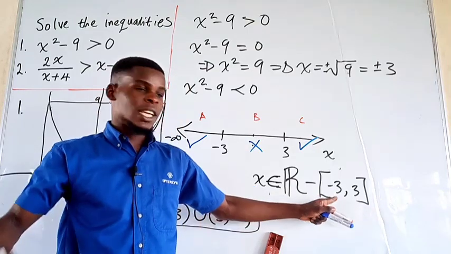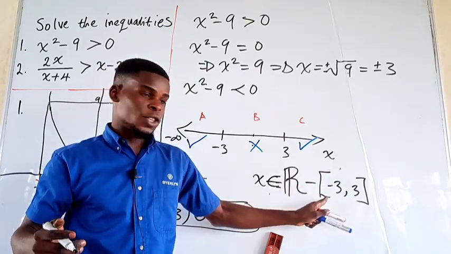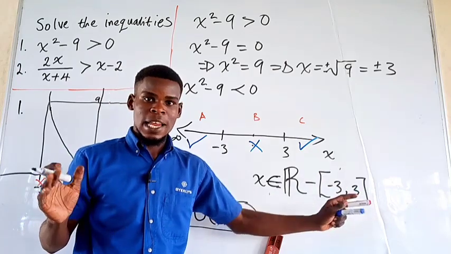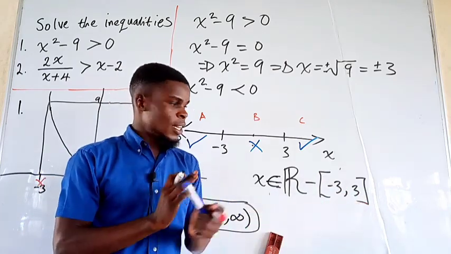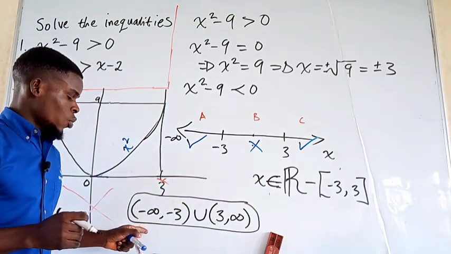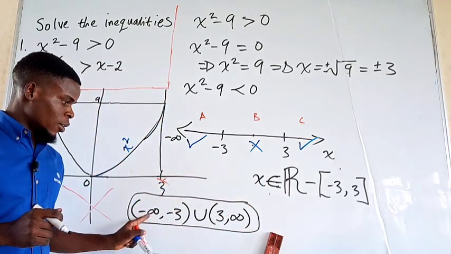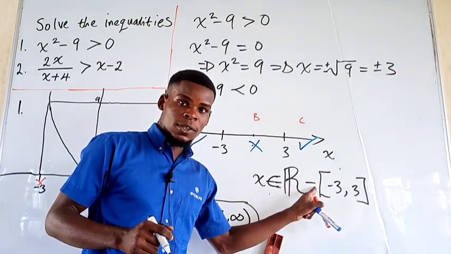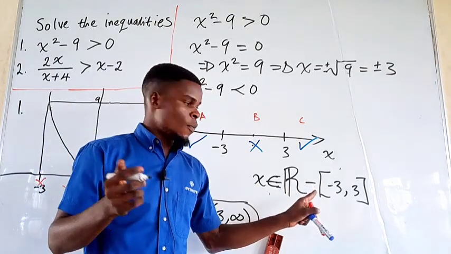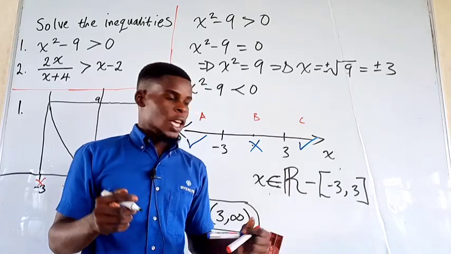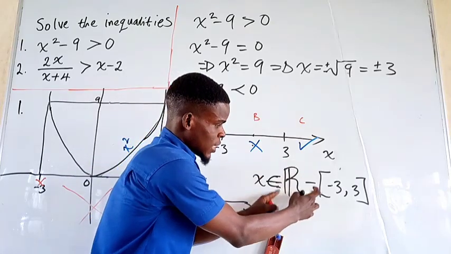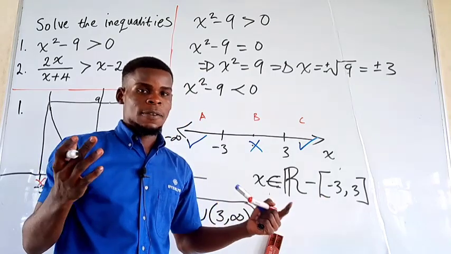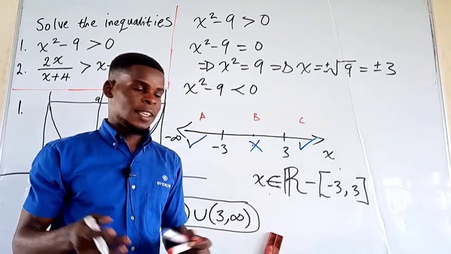That means it is not -3. That is why I've used a bracket to show that -3 is excluded, +3 is excluded, and everything between them. But when you want to show where x belongs, it belongs here and belongs here. But x belongs to here, but does not belong to this minus. You know about sets? When we use the minus, it shows every other element that belongs to the first set except the second set. So this interval is just the set when we can't list the elements.